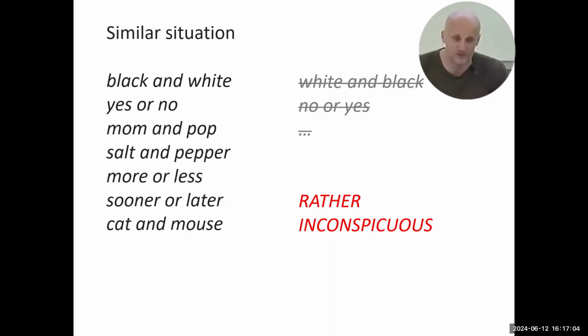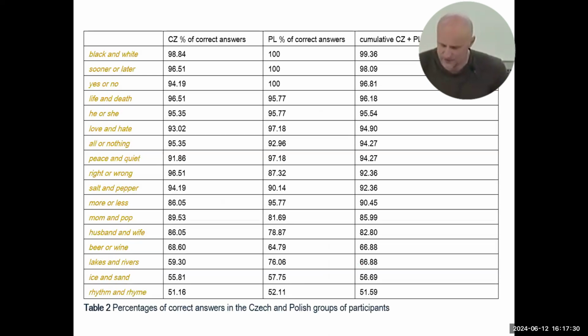Again, I want to stress the fact that the ordering itself is very inconspicuous. It's very unlikely that anybody would read a book and notice an expression such as black and white and think to themselves, oh, interesting, black and white. I'll just write down this expression because it's new. I doubt anybody does this in real life. Now, this is a very complicated table, but what this shows is a collection of 17 irreversible binomials.